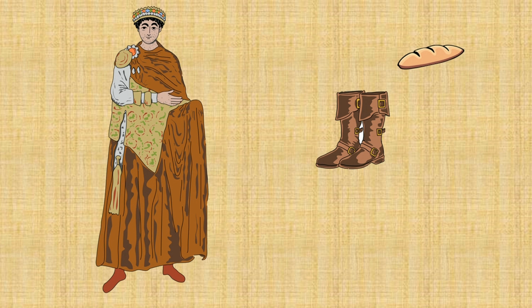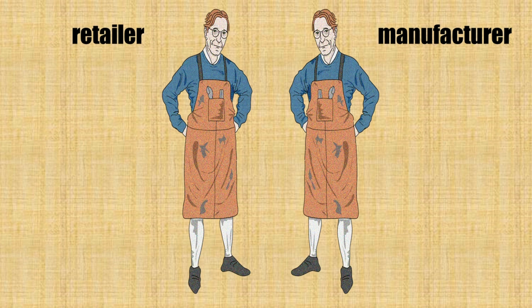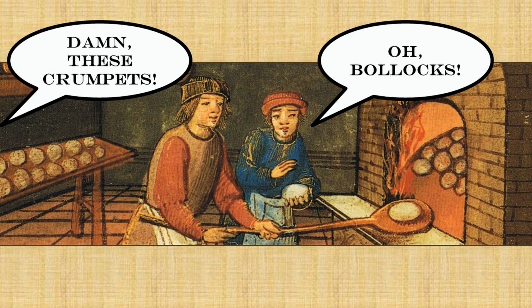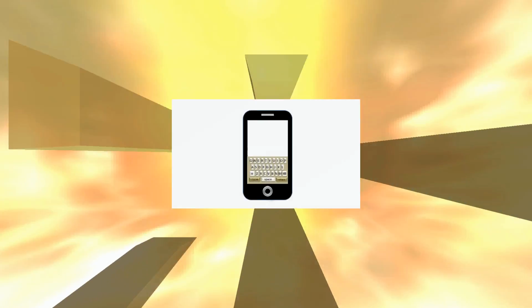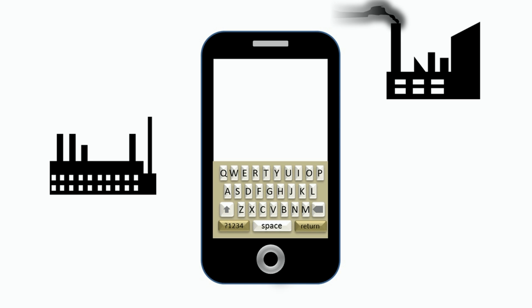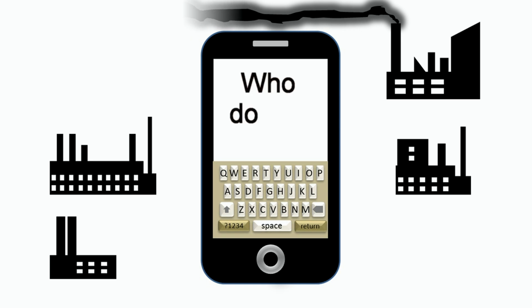In the good old days, you bought your bread from Rupert, your boots from Nigel, and your armor from Giles. In most cases, the retailer was also the manufacturer, so if you got sick off Rupert's crumpets, you probably knew who made them and who to sue. But what about today? Well, look at your smartphone. There may be a dozen companies involved in the manufacturing of your phone. So if something happens, who do you sue?